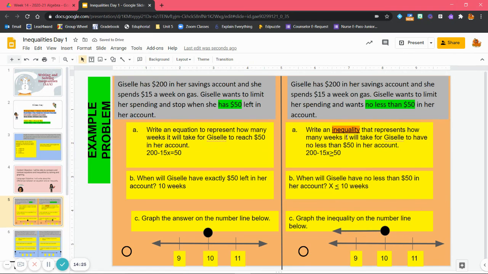So this is how we are going to be solving and graphing our inequalities. If you have any questions, don't forget to ask your teacher.